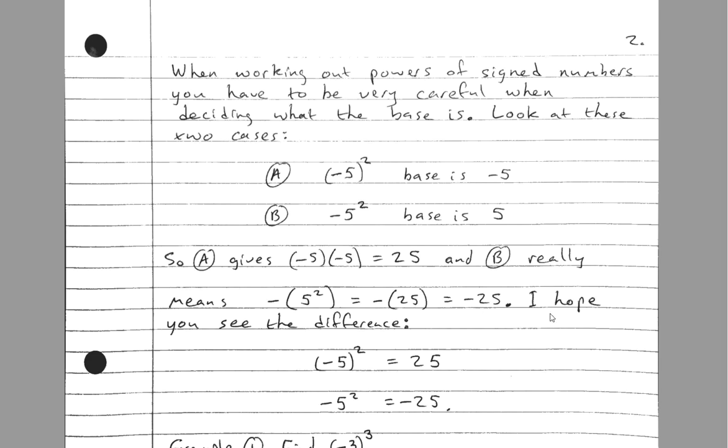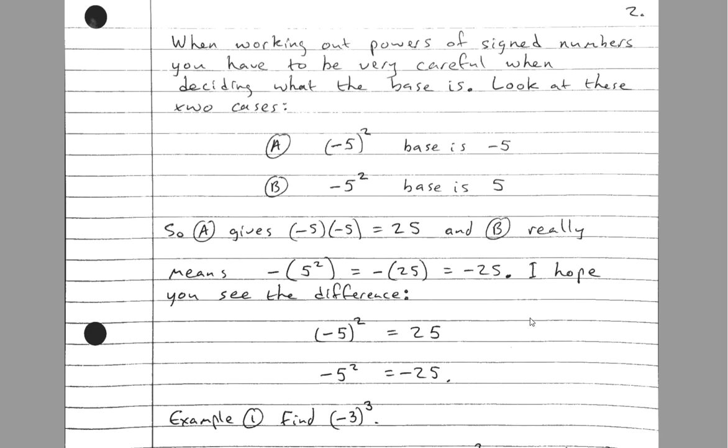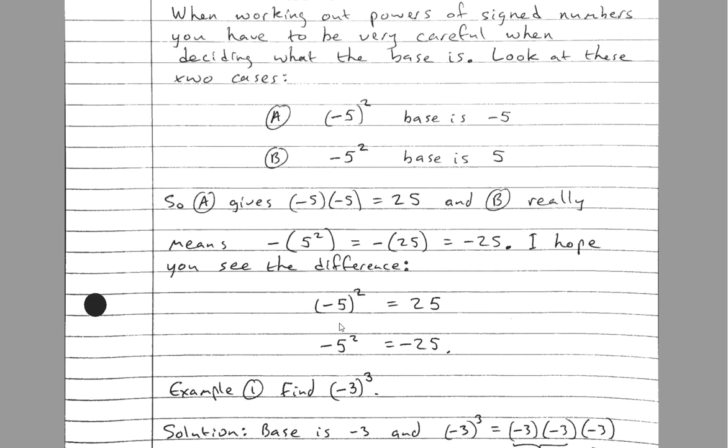Okay, yeah, so it's a bit tricky. If you just read it in your mind, this means -5 times -5, that's 25. You could read this as the opposite of 5 squared, so that's the opposite of 25.